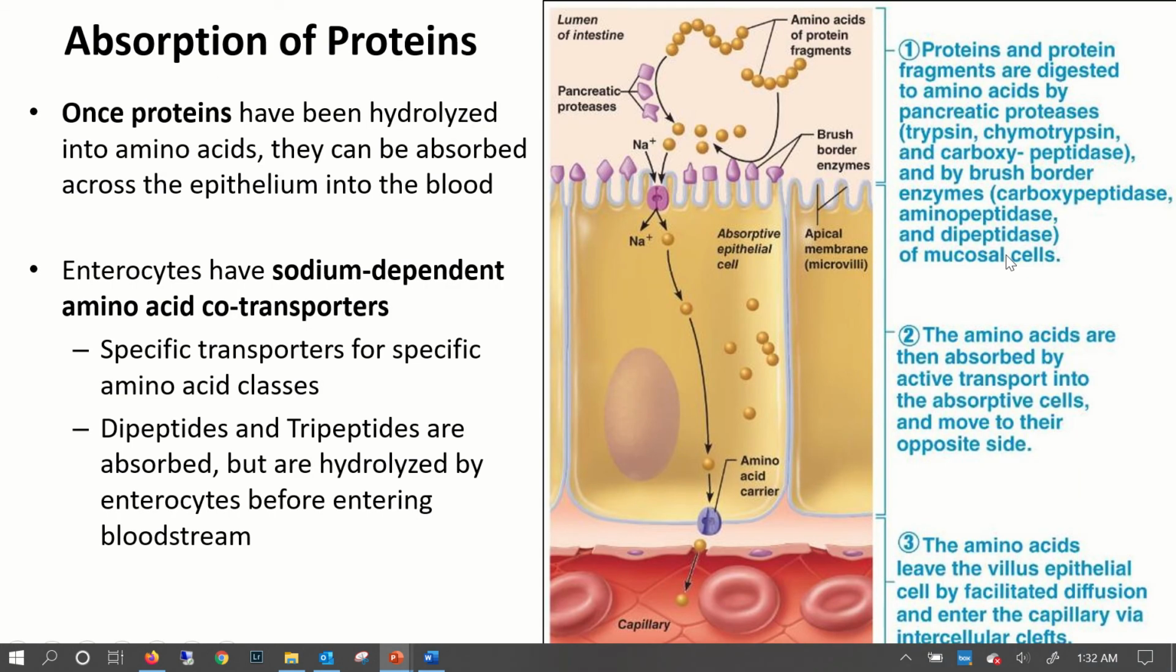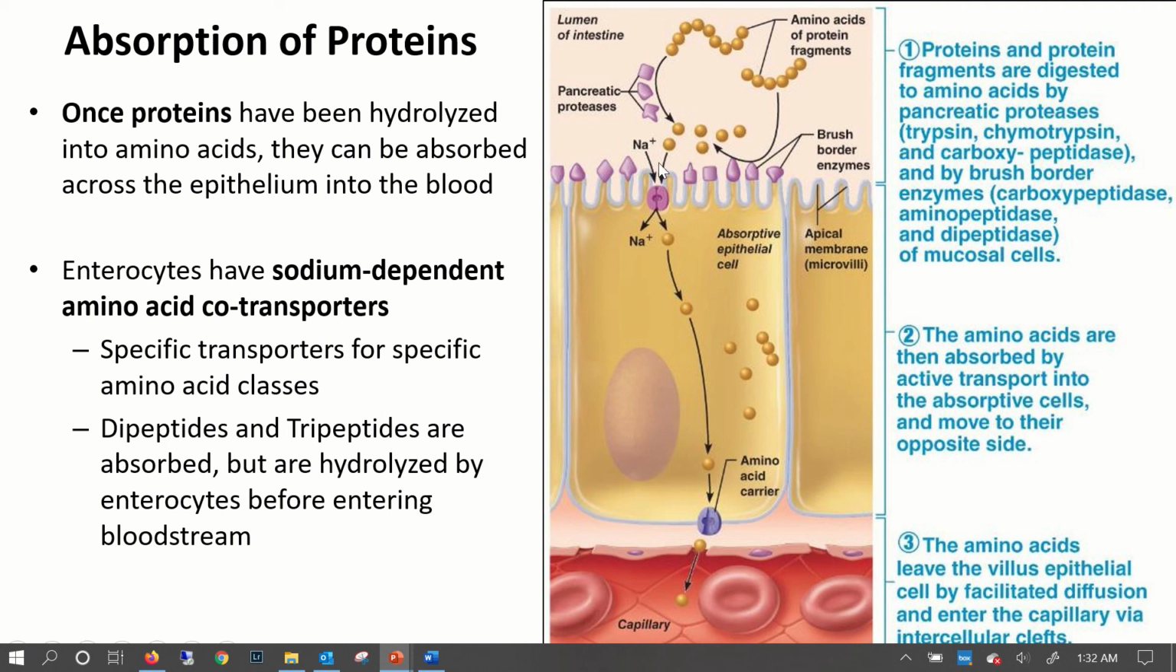Absorption of proteins is really similar to this. Again, keep in mind proteins that have been hydrolyzed will eventually break down into amino acids. So here you see those tiny little amino acids hovering in the lumen of the small intestine. They are going to cross through the apical surface of this enterocyte using a sodium-dependent amino acid cotransporter.